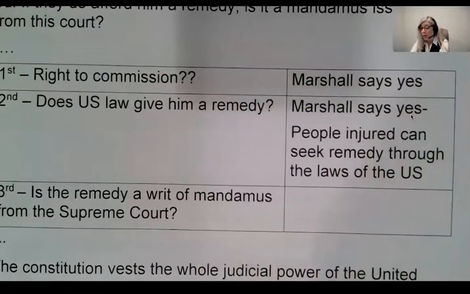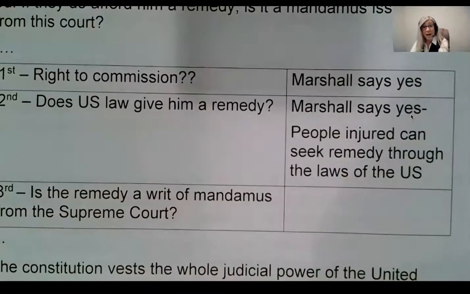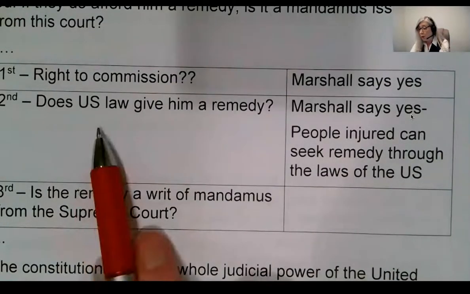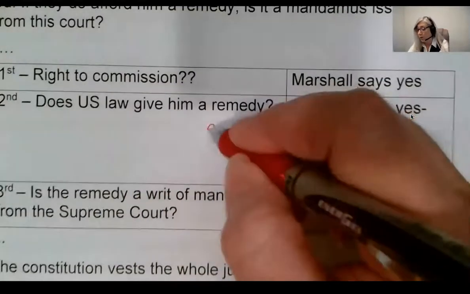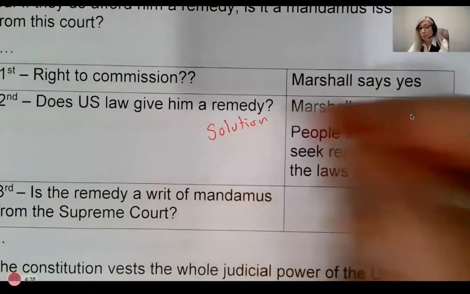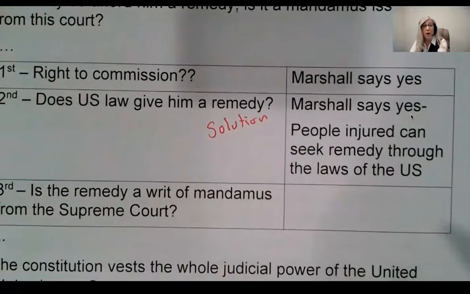The first question: does William Marbury have a right to the commission? John Marshall says yes, he thinks he does. Does U.S. law allow William Marbury a remedy? A remedy is almost like a solution to the problem. William Marbury believes that he's been wronged. Does U.S. law provide for a remedy?